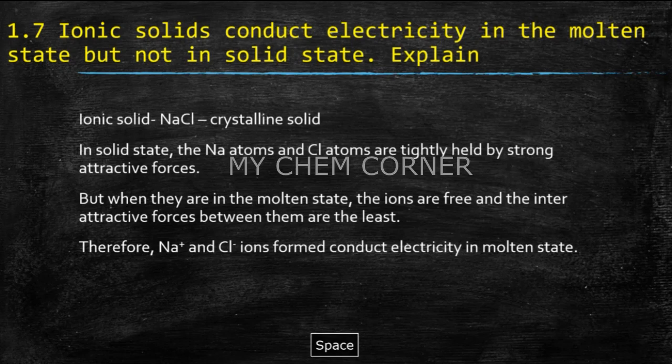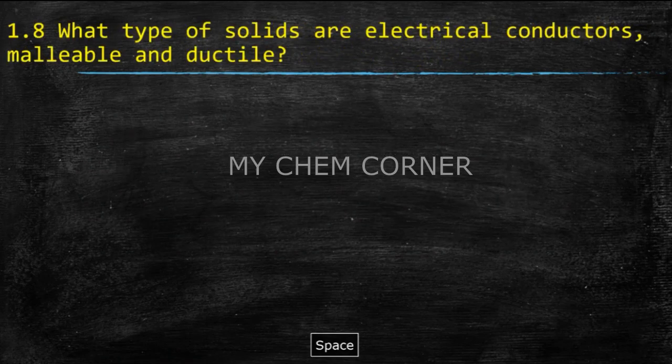Alright, now question number 1.8 reads, what type of solids are electrical conductors, malleable and ductile? Now in this case also it clearly reads that you have three properties: electrical conductors, which means they are conductors of electricity; malleable and ductile are those properties of metals that can be beaten into sheets or drawn into wires. Alright, so those characteristic features can be easily given by metallic solids. Alright, so that is the answer for question number 1.8.